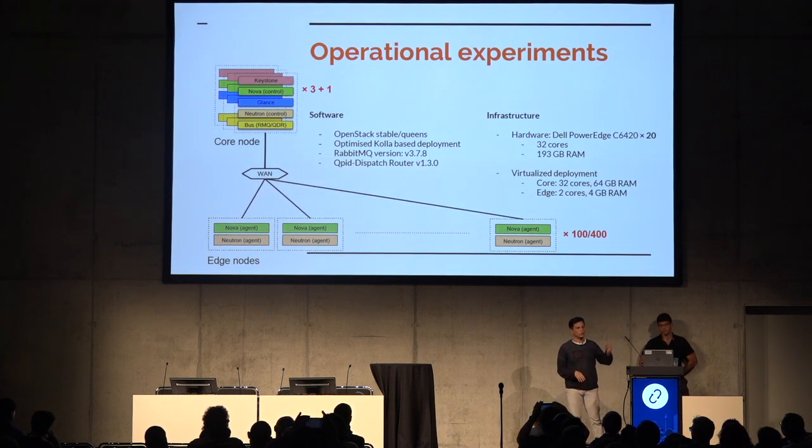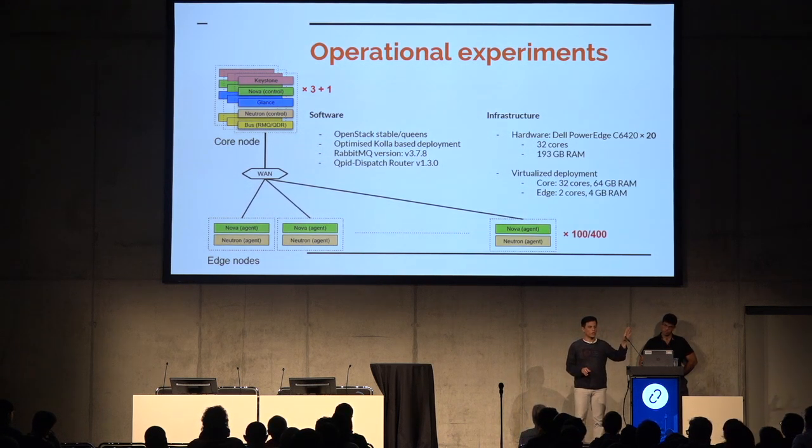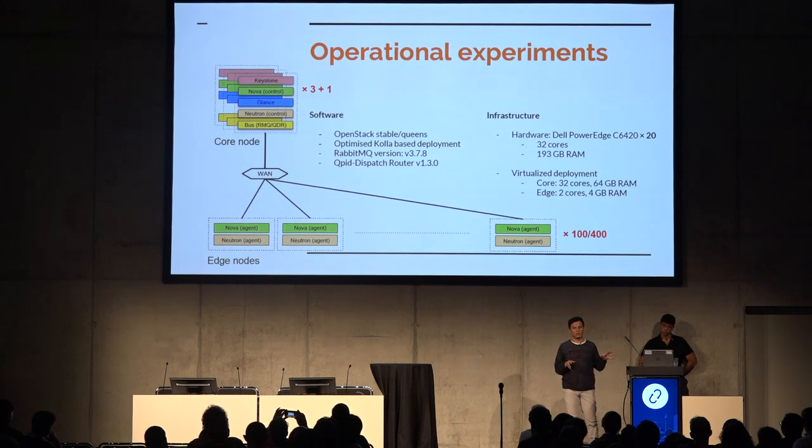With this configuration, we deploy on the core side 3 control nodes and 1 network node, and on the opposite side, we have the edge nodes in configurations of 100 nodes and 400 nodes.